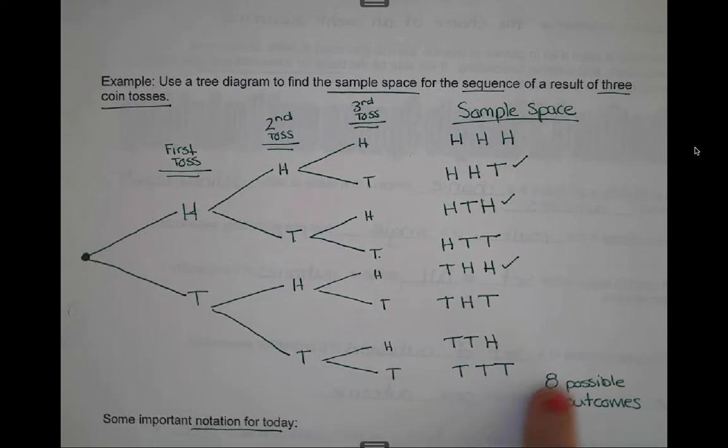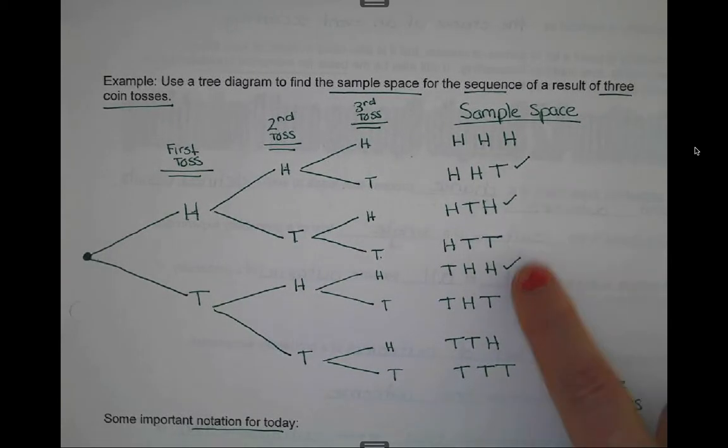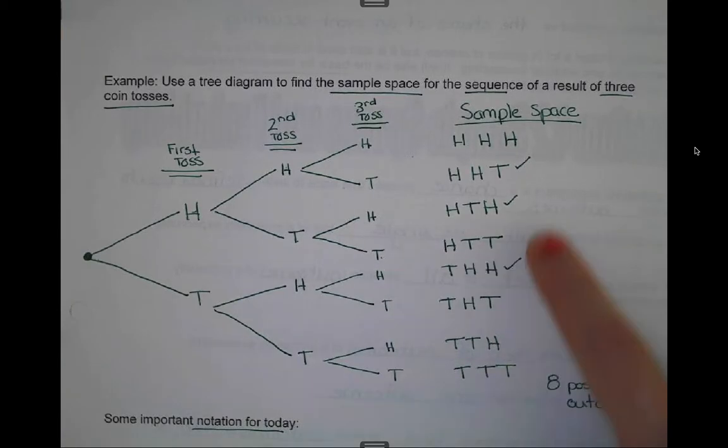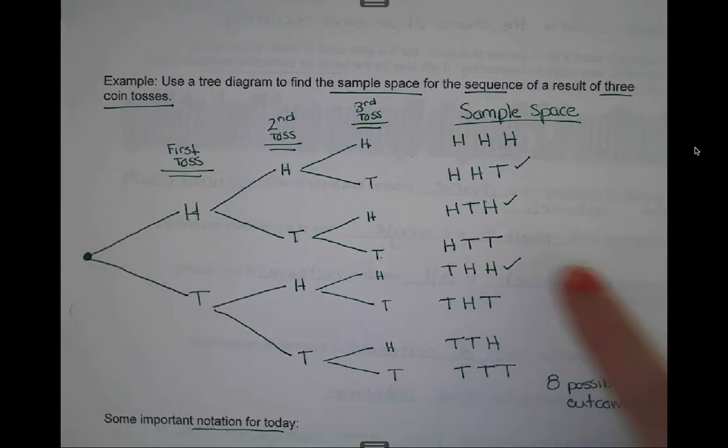However, with something like this, we could further answer probability questions knowing this sample space. For instance, what you see that I have checked here, what if I said, what's the probability that 2 of the 3 coins land on heads? There are 3 outcomes where 2 of the coins land on heads out of a total of 8.